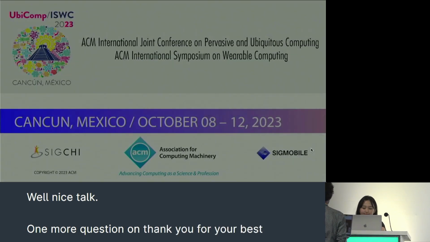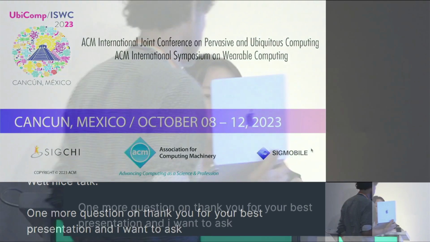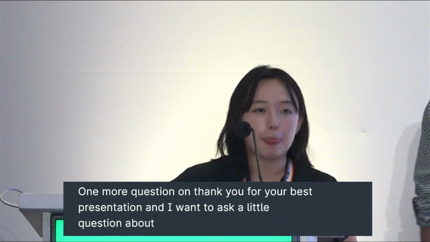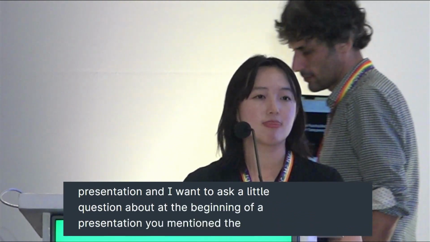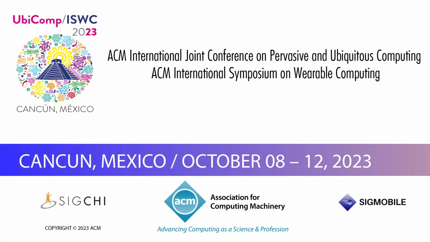I want to ask a question about the task you mentioned at the beginning of the presentation, like how the scissors move. In reality, this kind of task is sparse around the environment. How can the reality display distinguish which task the user actually wants to see?